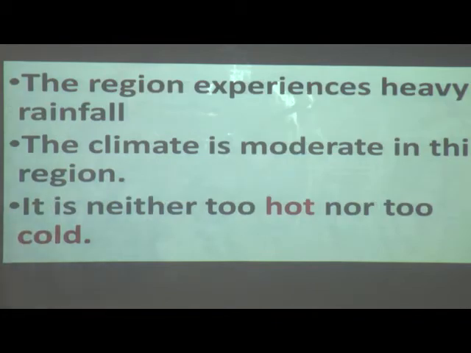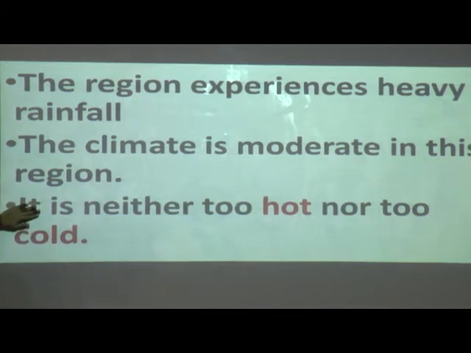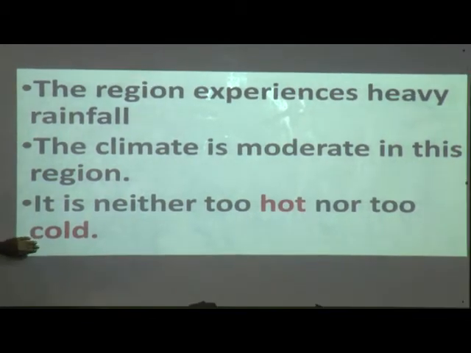Now the region experiences heavy rainfall. Here we do not have snowfall. So now what happened here? We have rainfall only. The climate is moderate in this region, not too hot and not too cold. It is neither too hot nor too cold.